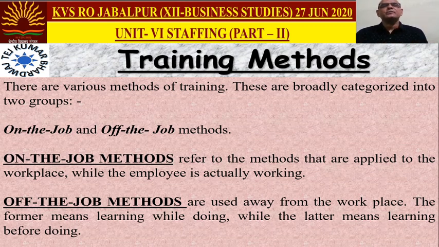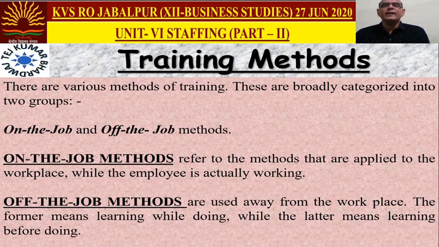If the worker's output during training is included in the firm's production, then it is an on the job method. And if the output given by the employee is not included in the firm's production during the training, then it is obviously an off the job method. So you'll have to remember on the job methods and off the job methods.